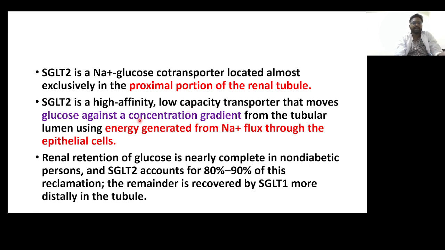It moves the glucose against the concentration gradient from the tubular lumen. How is it doing it? By using the energy generated from the sodium flux to the epithelial cells. So normally it is causing reabsorption of the glucose. Renal retention of the glucose is nearly complete in non-diabetic persons, and SGLT2 alone accounts for about 80 to 90% of this reclamation. The remaining 10% of the glucose will be recovered by SGLT1, which is present distally in the proximal tubule.